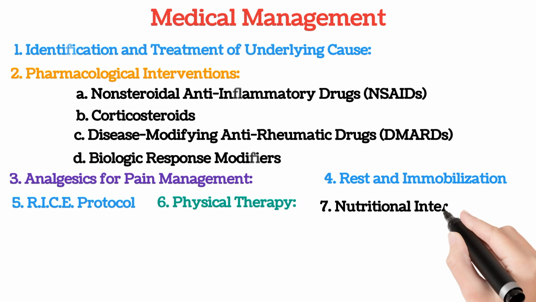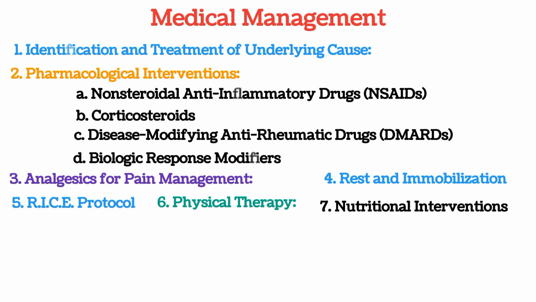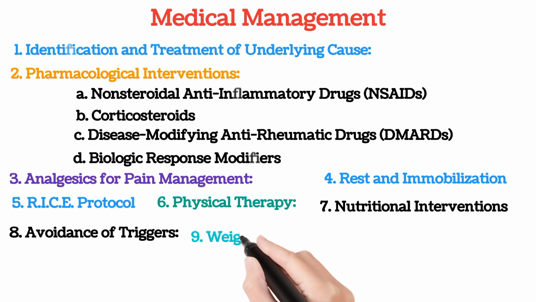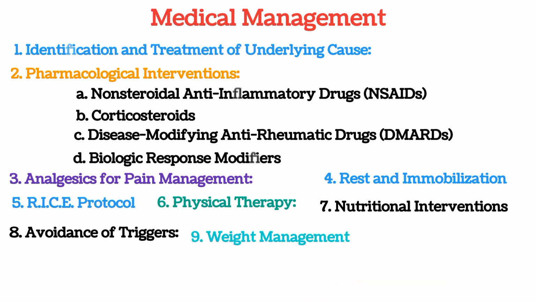7. Nutritional interventions. A diet rich in anti-inflammatory foods, such as fruits, vegetables, fatty fish, and nuts may help mitigate inflammation. Omega-3 fatty acids, found in fish oil, have anti-inflammatory properties. 8. Avoidance of triggers. Identify and avoid factors that may exacerbate inflammation, such as allergens, irritants, or stressors. 9. Weight management. Maintaining a healthy weight can reduce inflammation, especially in conditions like obesity-associated inflammation.